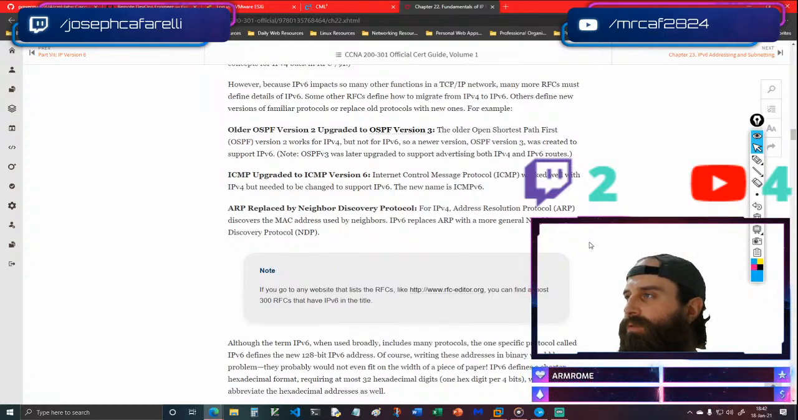ARP is replaced by Neighbor Discovery Protocol. For IPv4, the Address Resolution Protocol, ARP, discovers the MAC address used by neighbors. IPv6 replaces ARP with a more general neighbor discovery protocol, NDP. So NDP, Neighbor Discovery Protocol. Instead of Address Resolution Protocol, IPv6 uses NDP, Neighbor Discovery Protocol. All right.